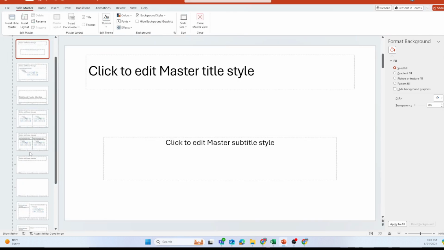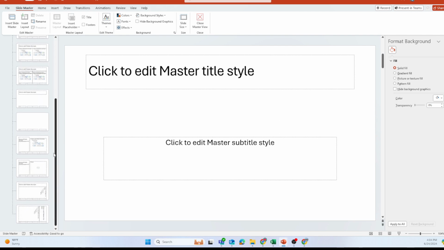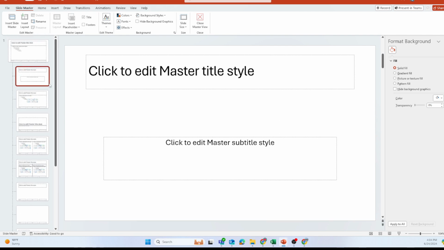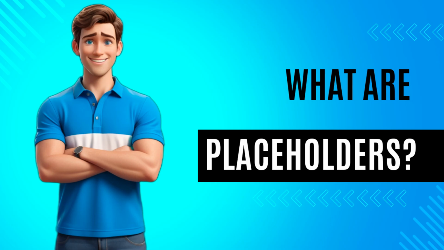On the left-hand side, you'll see all of the default slides that are already created. You can delete these, customize them, or add your own. This right here is the master slide. Any changes to this slide will apply to all of the slides. Changes made to specifically just these slides, except for the background, will only apply to that slide. So when you're making changes, make sure you're doing it on this slide if you want it to apply to all of your slides. What are placeholders?